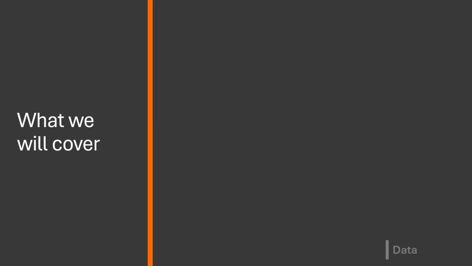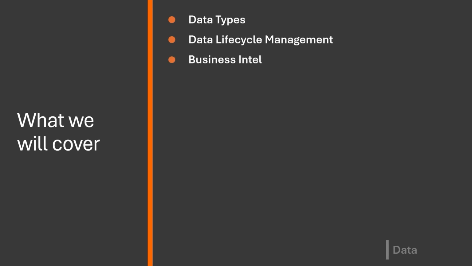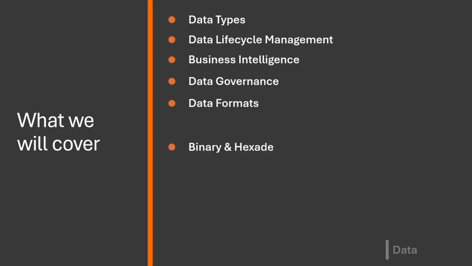We will begin by exploring data from a business perspective, covering key topics such as data types, where we'll understand the various forms data takes within an organization, data lifecycle management, which covers the processes involved in managing data from creation to deletion, business intelligence, where we will see how data is transformed into actionable insights for decision making, data governance, which ensures data quality, security, and compliance, and data formats, where we will familiarize ourselves with the common data interchange formats.